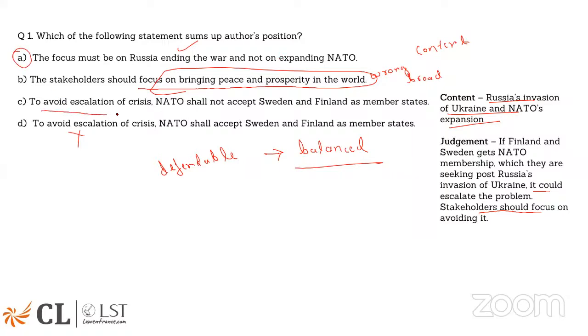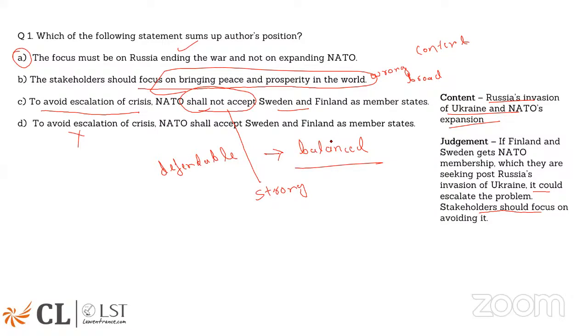It's not C. To avoid escalation of the crisis, NATO shall not accept Sweden and Finland as member states. This is a bit strong. Please understand. So today you say that the answer is C. The author is not against taking Sweden and Finland in. The author is saying that if you keep on taking members in, Russia will escalate the situation. So focus on ending the war, not on expansion.